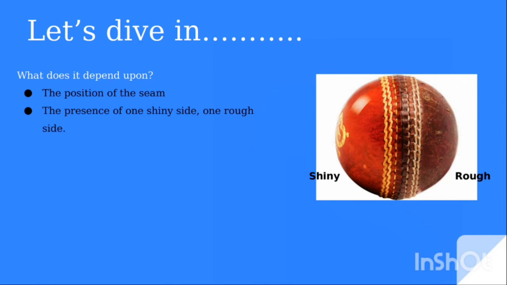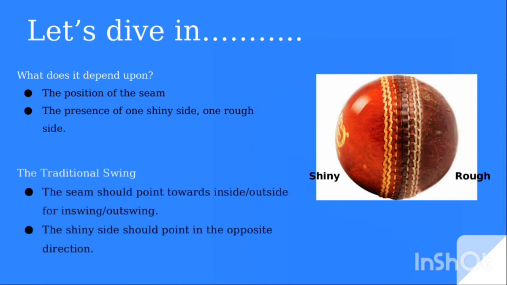And as we are talking about traditional swing, in traditional swing the seam should point towards inside or outside for in swing or out swing respectively, and the shiny side should point in the opposite direction. So for example, if you want to bowl an in swing, the seam should point towards the wickets and the shiny side should be in the opposite direction, away from the stumps. And for the out swinger it is vice versa. Now let's see why so.